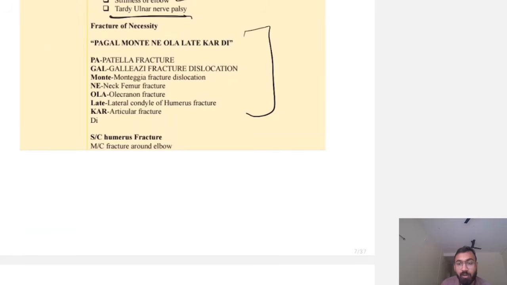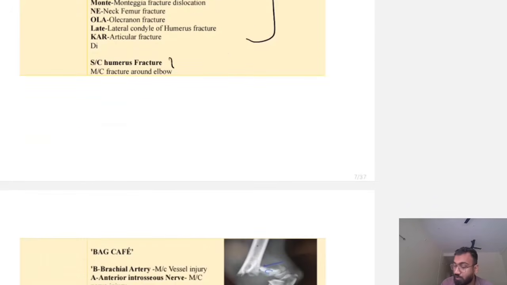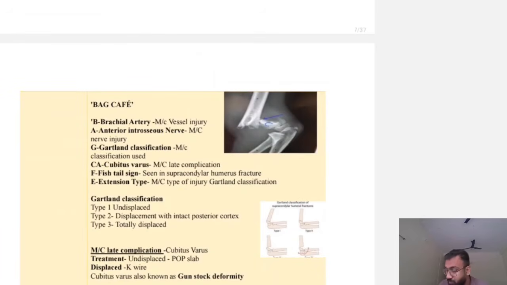Okay. Explain fracture of necessity. I have explained to you that in fracture of necessity you have to go for operative fixation. You cannot just apply a slab or cast. You have to go for operative fixation. Next is supracondylar humerus fracture. It is the most common fracture around the elbow.